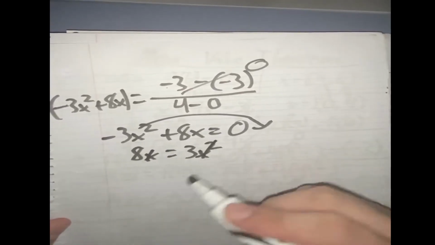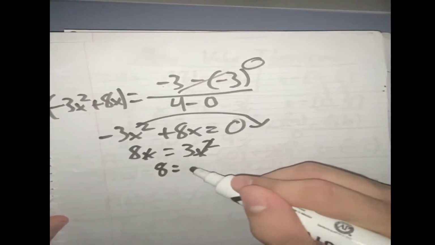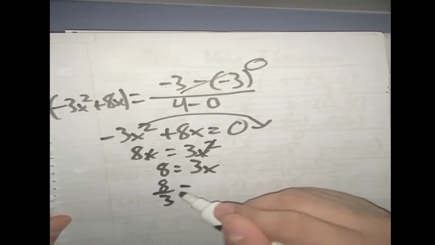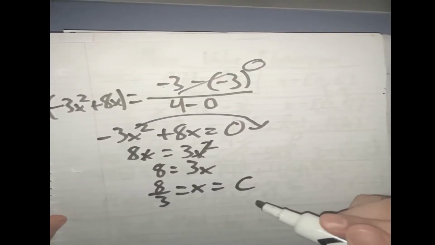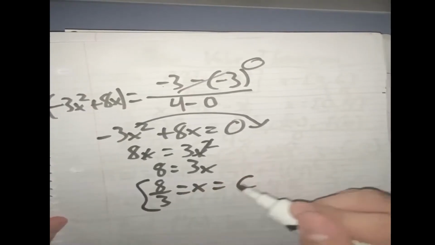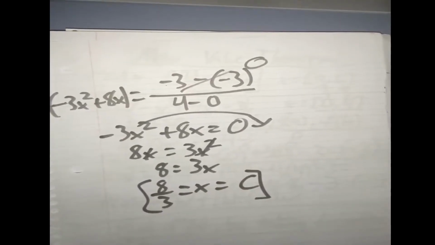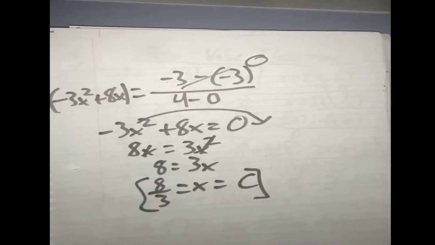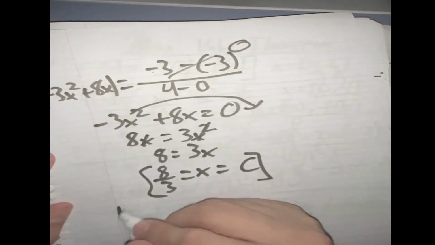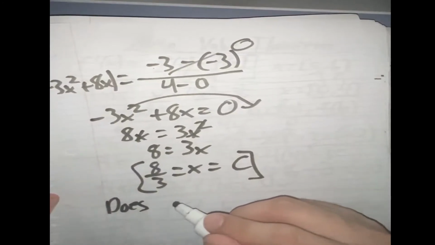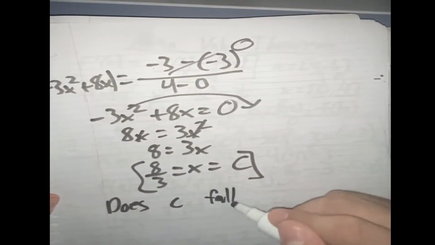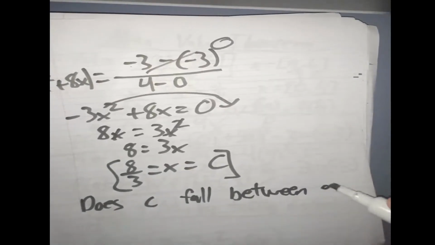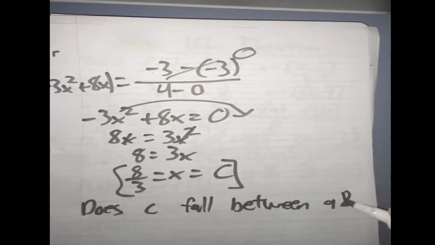We can cancel out an x and we're left with 8 is equal to 3x and x is equal to 8 over 3, which is our number c. So we call this c. This x that we solve for is equal to c. So the next step is, does c fall between a and b?